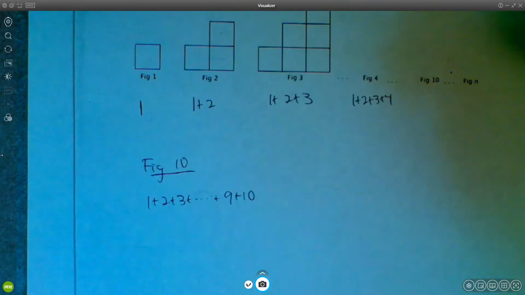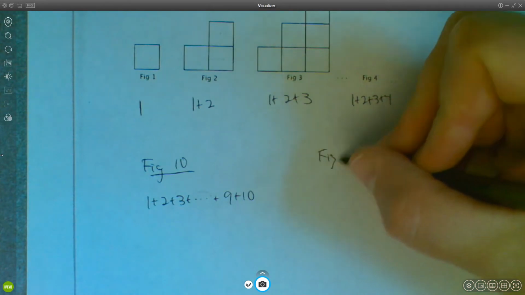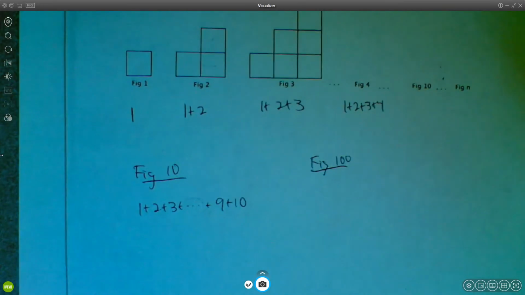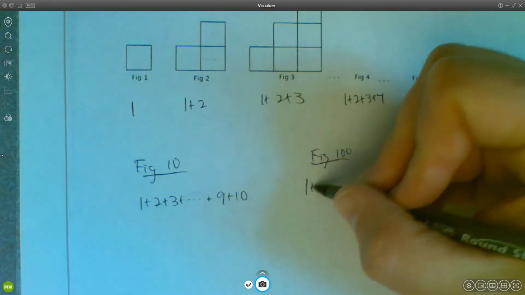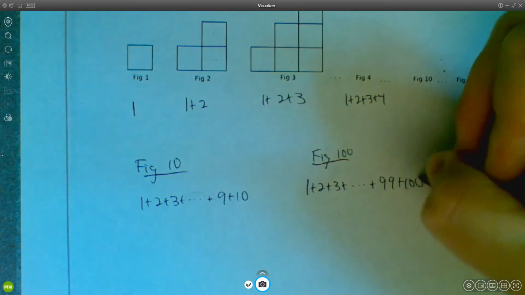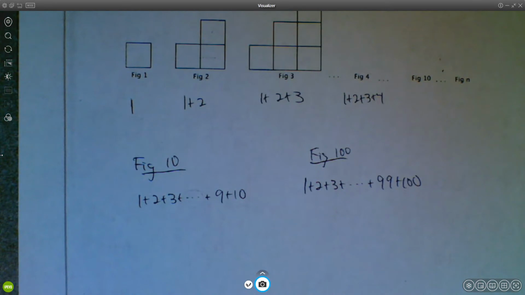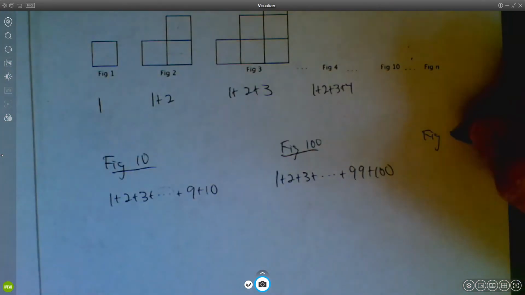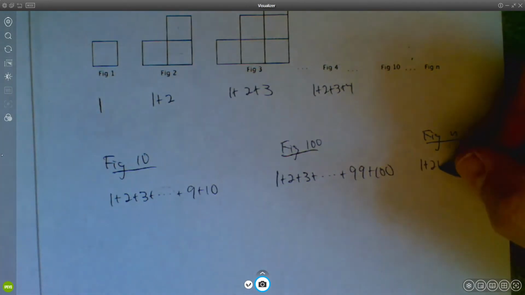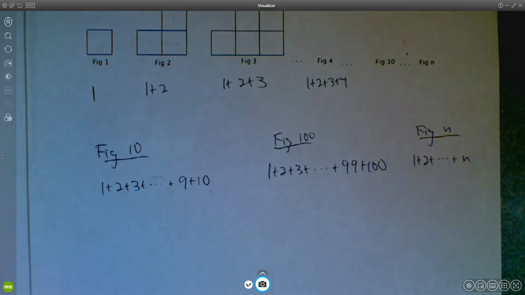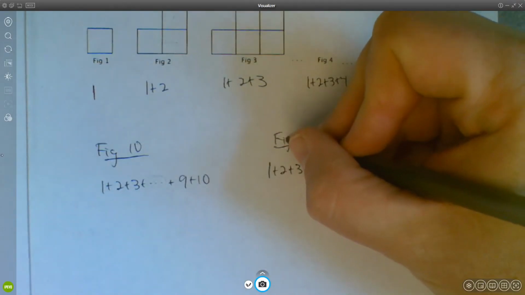And as bad as it is for figure 10, imagine for figure 100. If you actually wanted to figure out how many blocks you would need in figure 100 this way, you're going to be here all day long adding up those numbers. And for figure n, in general, you could say it's 1 plus 2 plus so forth, all the way up to n, I guess. But these kinds of formulas are just not very useful. We want to come up with a closed formula here.